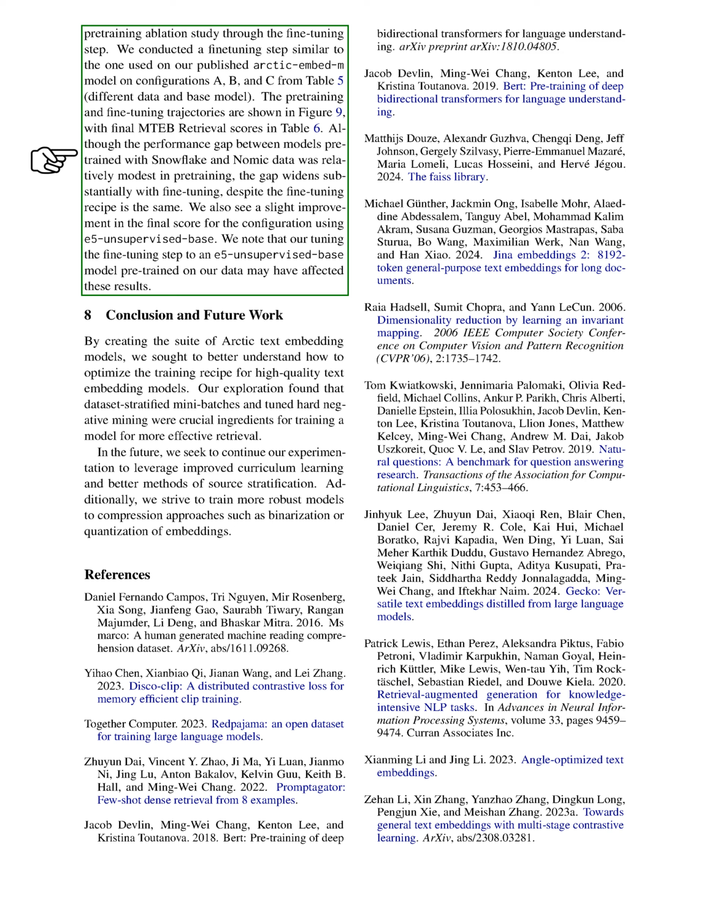The pre-training and fine-tuning progressions can be seen in a figure, with the final MTEB retrieval scores presented in a table. Despite a small performance difference between models pre-trained with Snowflake and Nomic data during pre-training, the gap significantly increased during fine-tuning, even though the fine-tuning process remained the same. There was also a slight enhancement in the final score for the configuration utilizing E5 unsupervised base. It is important to mention that adjusting the fine-tuning step to an E5 unsupervised base model pre-trained on our data might have influenced these outcomes.